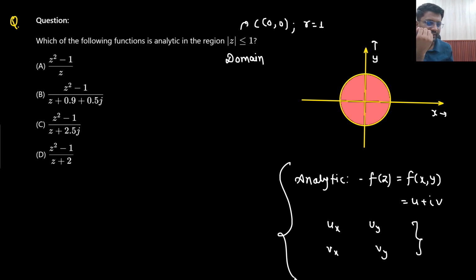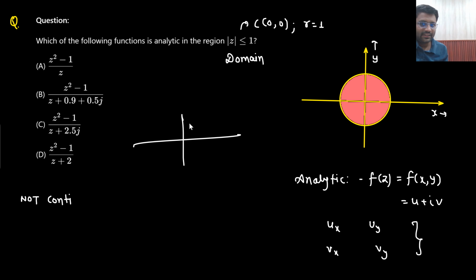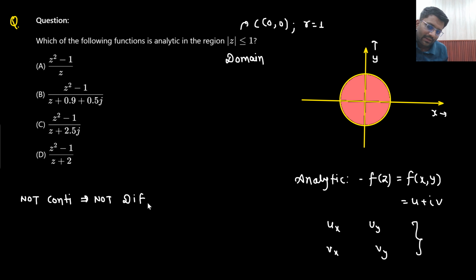It is a long process, right? What if I say that my function is not continuous at a particular point? You know that if a function is not continuous, it will surely not be differentiable at that point as well. And if it is not differentiable at that particular point, it will not be analytic as well.